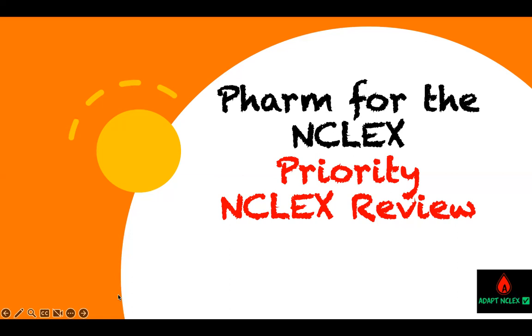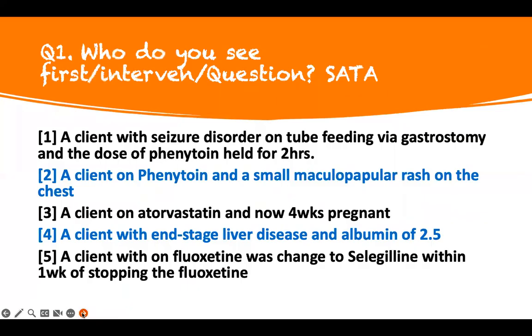So we have a couple of questions, about 15 questions. Try your best to answer them before me, and let's take a look at it. Who do you see first? Who do you want to see? Somebody that you should see because there is a problem. Somebody you should intervene on because there's a problem. Something that you should question.